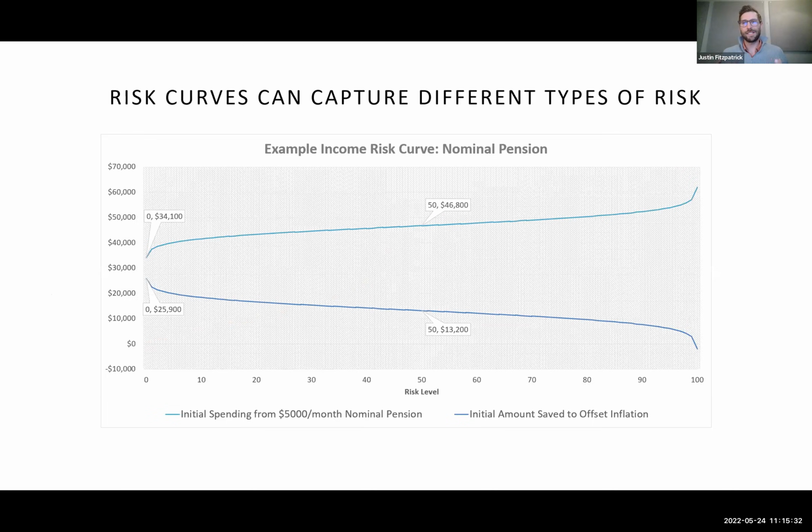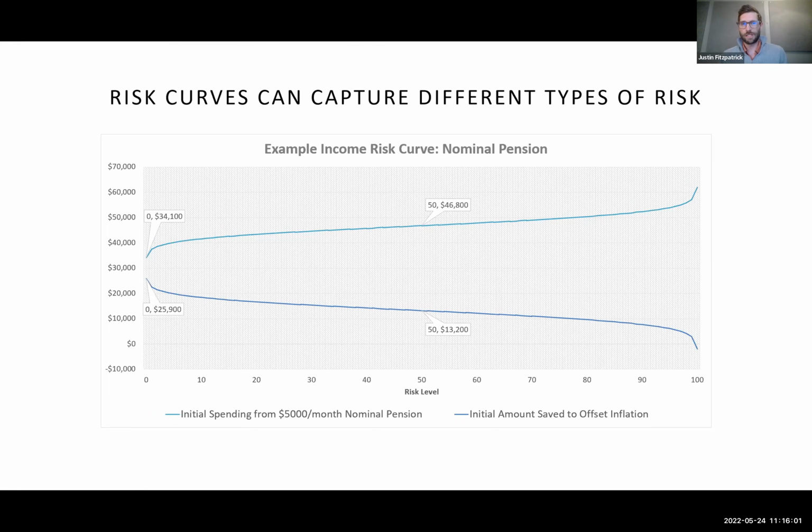But crucially, this idea can capture different types of risk. So this is an example that I really like because it shows how risk in retirement is not just about portfolio experience, the returns, the sequence of returns that someone might experience. So this is an example of a household with a $60,000 nominal pension, so a pension that's not adjusted for inflation at all.